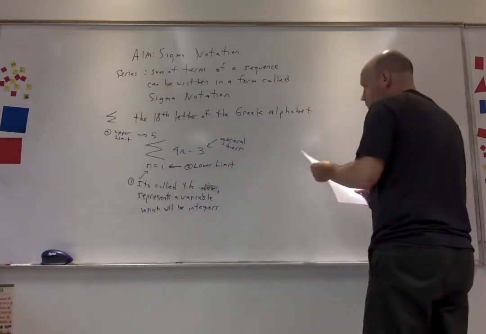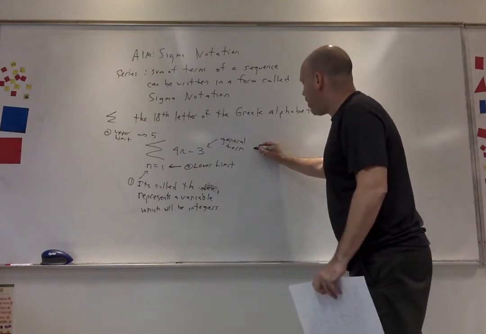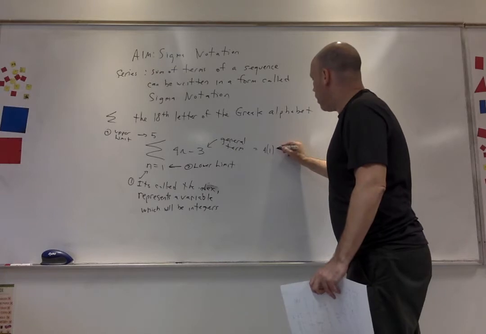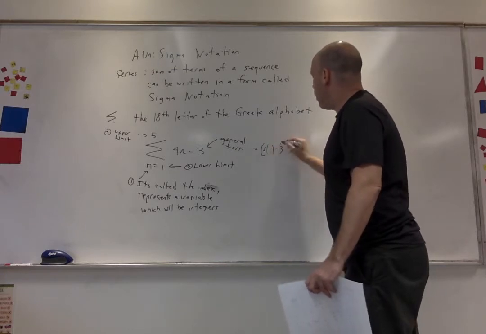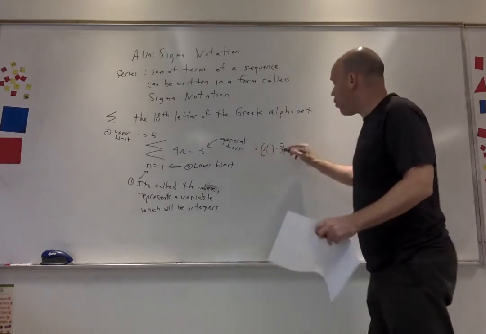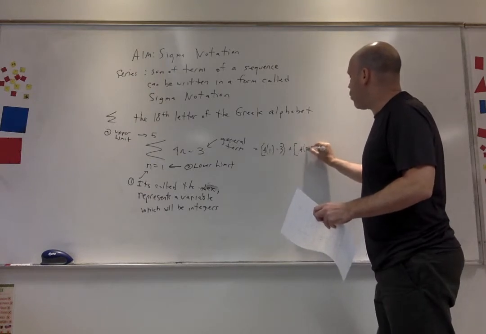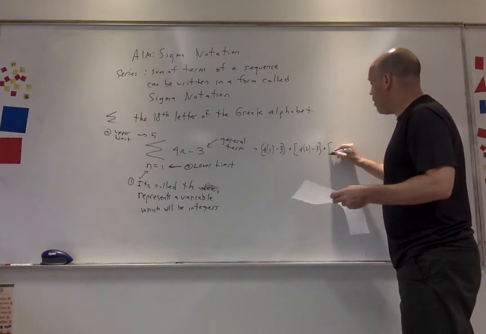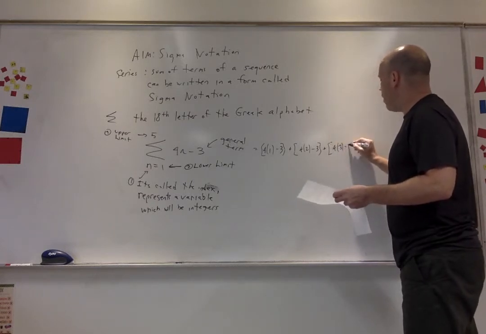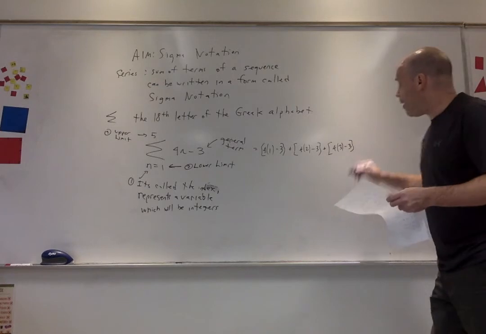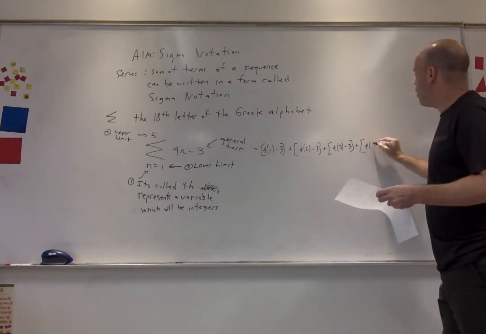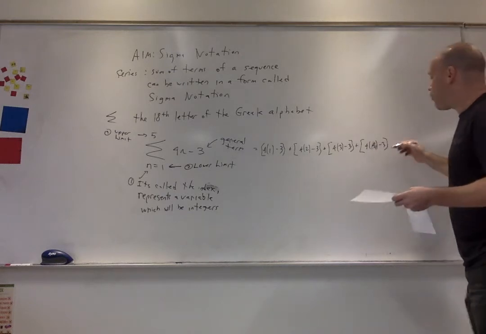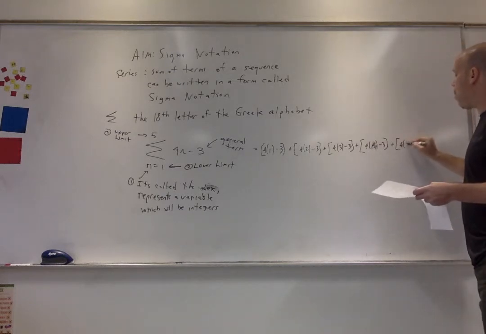You'd start with the first number, 1. So it would be 4 times 1 minus 3. And then what comes after 1? It's 2, plus 4 times 2 minus 3. And then after 2, it's 3, 4 times 3 minus 3. After 3, it's 4, and then after 4, it's 5. And now we've reached our upper limit.